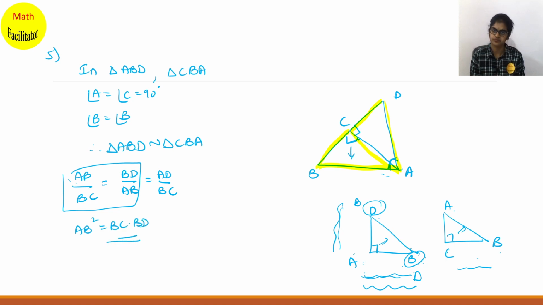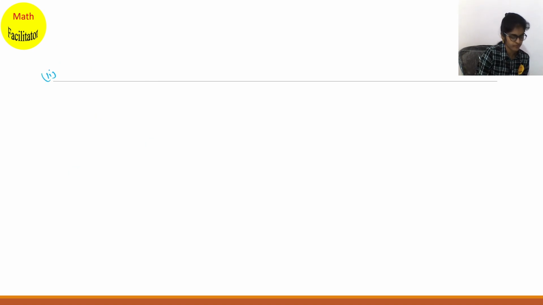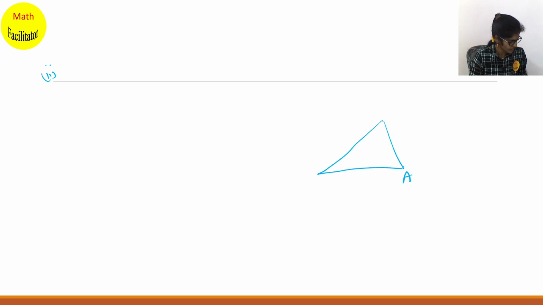Got it, beta? Let's see the second part of the same question. So you need to prove AC square is equal to BC into DC. So let's take the triangle ADC, B. Okay. So you have to prove what you have to prove.